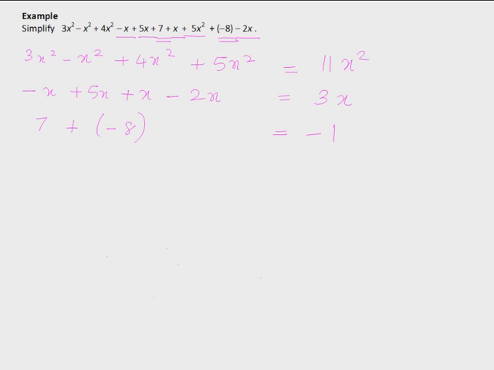To build up the expression, I just add them. So the final answer is 11x square plus 3x minus 1. So that's how I simplify a complicated expression.